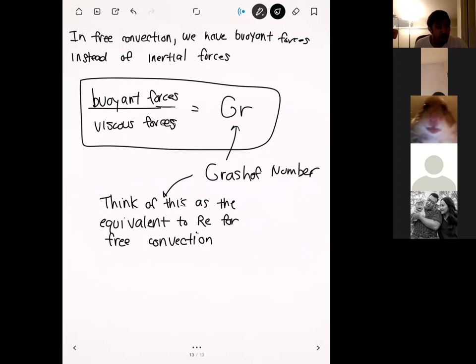We're going to use it in basically the same way. For free convection problems, instead of computing the Reynolds number, you're going to compute the Grashof number instead. What the Grashof number is going to tell us is whether the flow is going to be laminar or turbulent. This is a big difference between free convection and internal and external convection: instead of the Reynolds number, we compute the Grashof number.